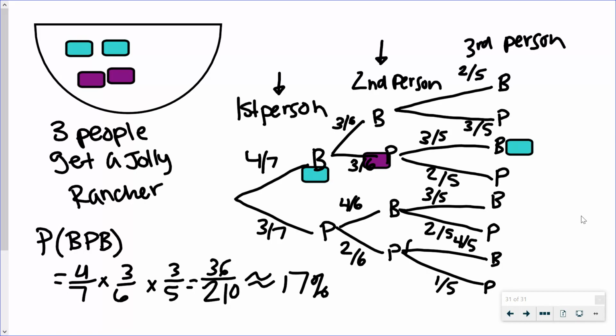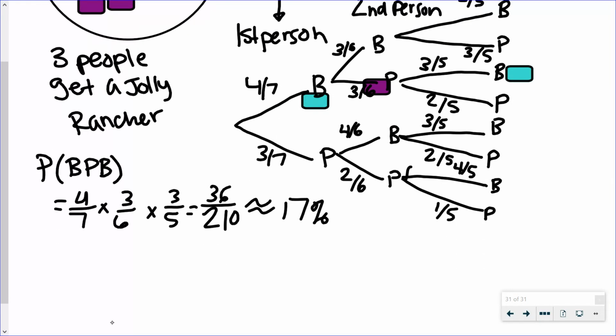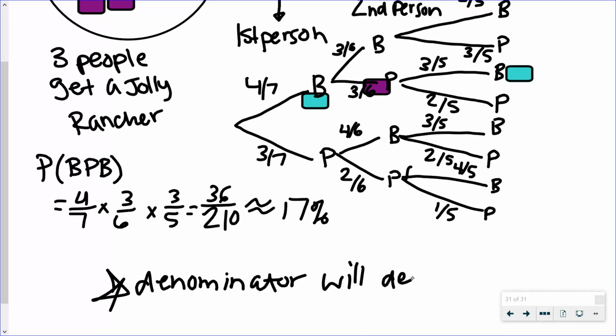So that's how we have a dependent situation. We have the probabilities changing. The key thing is that our denominator changes. So if you take away anything, your denominator, or bottom of your fraction, will decrease with each stage.